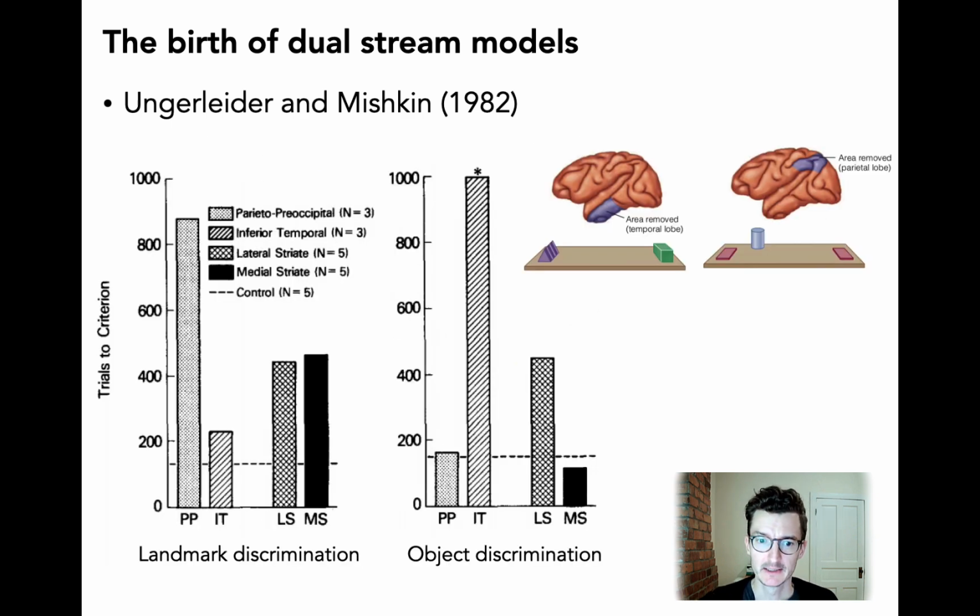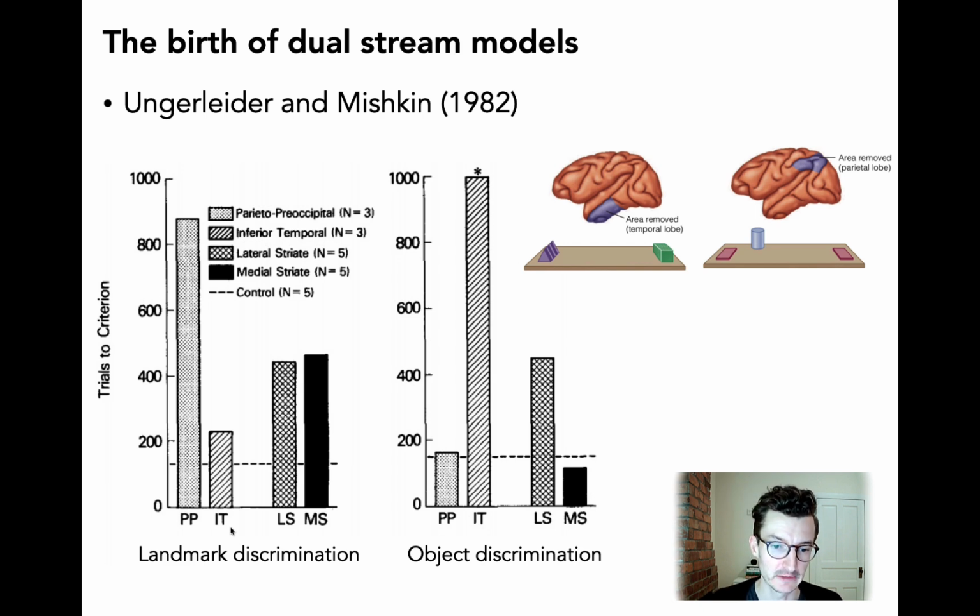So what do they find? So what this bar plot shows is trials to criterion. What does that mean? It means how many trials did it take for the animal to get really, really good at the task? And so the more trials, basically the worse the animal's performance. PP refers to a lesion in the parietal lobe of the brain. IT refers to a lesion in the temporal lobe of the brain.